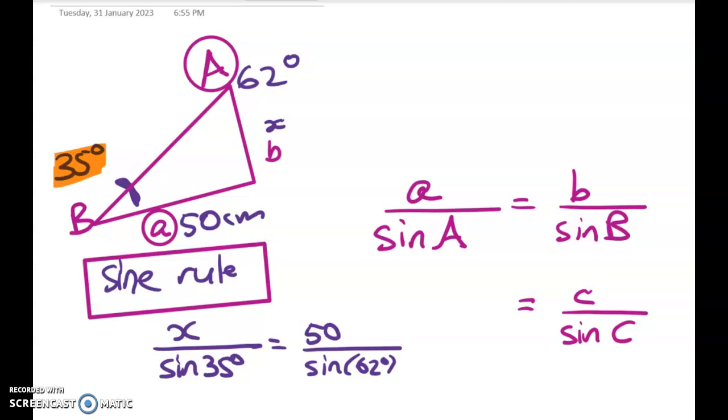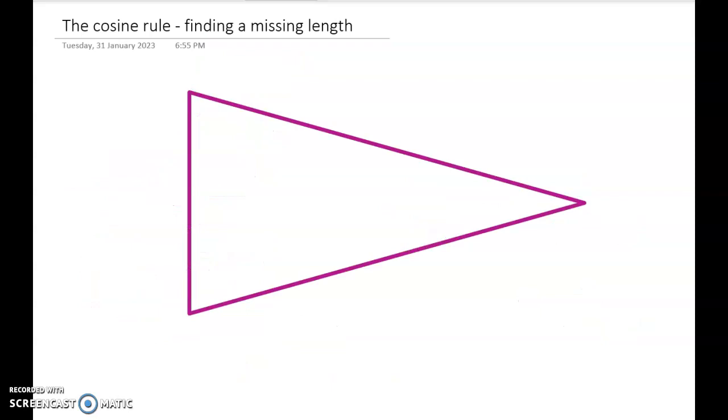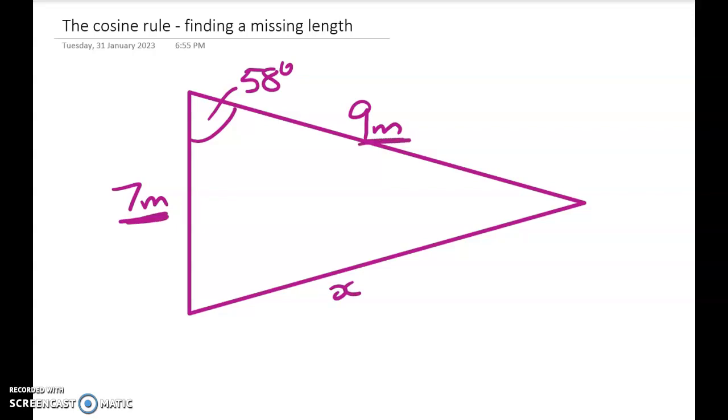What I'm going to do is 3 examples of our new rule, which is the cosine rule. So we use the cosine rule when we don't have an opposite angle side pair. For example, in this one here, suppose that we've got 58 degrees here, 9 meters here, 7 meters here, and we want to figure out this length over here, which I'm going to call x. We've only got one angle, but we've got both of the sides around that angle. And that's your trigger to go looking at the cosine rule, right?